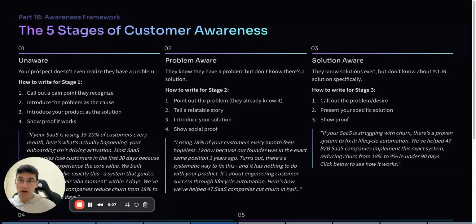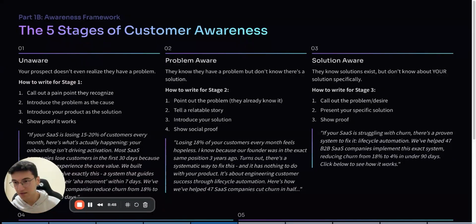Now, after knowing exactly who we are going to target, you need to also know their awareness level. We have 5 stages of customer awareness levels. Let's go through each one by one. The stage 1 awareness level is unaware, and your prospect doesn't even realize they have a problem. So to target these kinds of people in your ads, you need to call out a pain point they recognize, and introduce the problem as the cause, because they don't know if it's a problem or not.